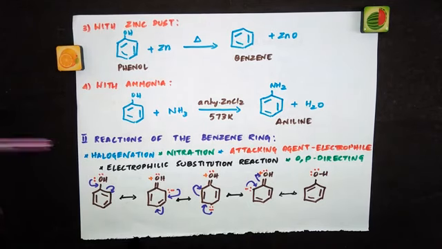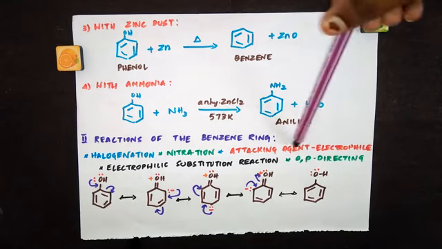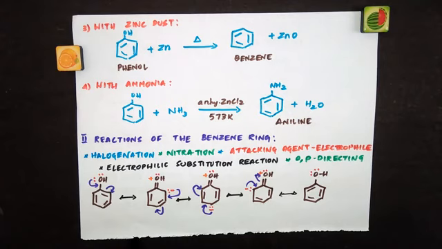The second category is reactions of the benzene ring. In phenols, the reactions that take place on the aromatic ring are called electrophilic substitution reactions. I've written a few examples of these electrophilic substitution reactions: halogenation, nitration, and you can have sulfonation, alkylation, acylation. In all these reactions, the attacking agent is an electrophile, which means it carries a positive charge. Since the attacking agent is an electrophile, we call these reactions electrophilic substitution reactions.